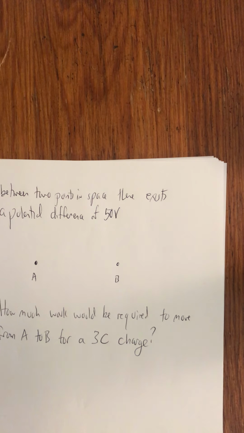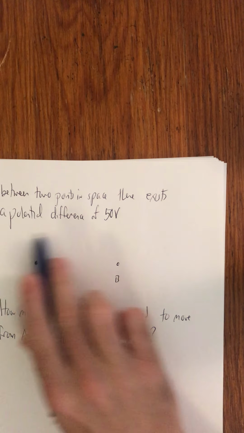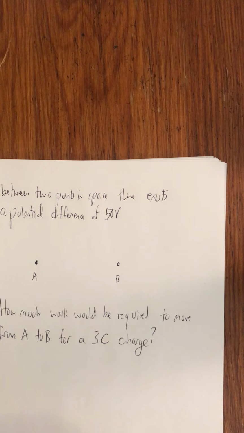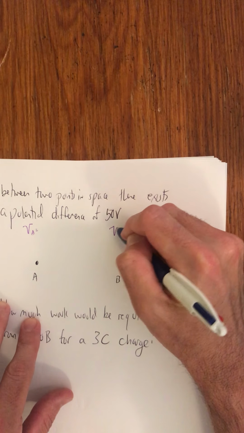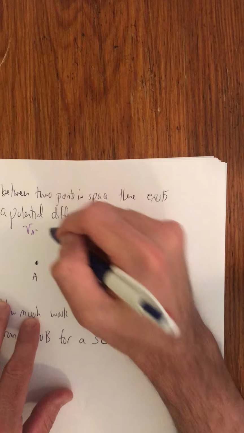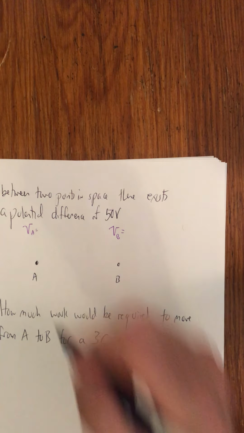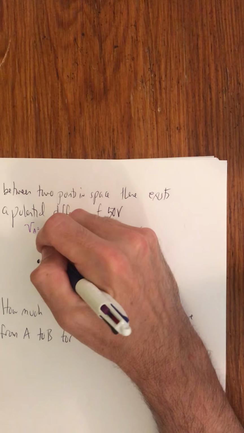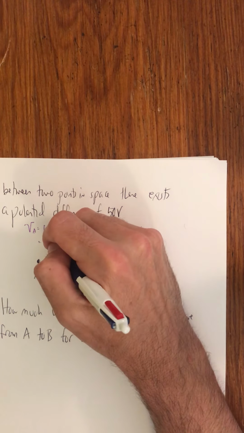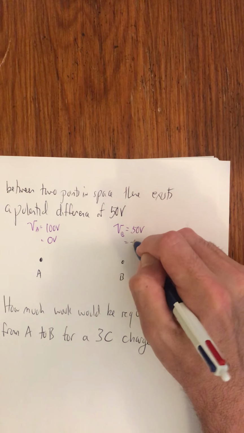Okay? So here's the thing. This is where it gets really kind of technical, and there's a lot of technical stuff that we are not going to talk about. I know that there's a potential difference of 50 volts, but we said that potential is about something about that location in space. So I actually don't know what the potential at A and what the potential at B is. The potential difference is 50 though. Maybe A is at 100 volts and B is at 50 volts. Or maybe A is at 0 volts and B is at negative 50 volts.